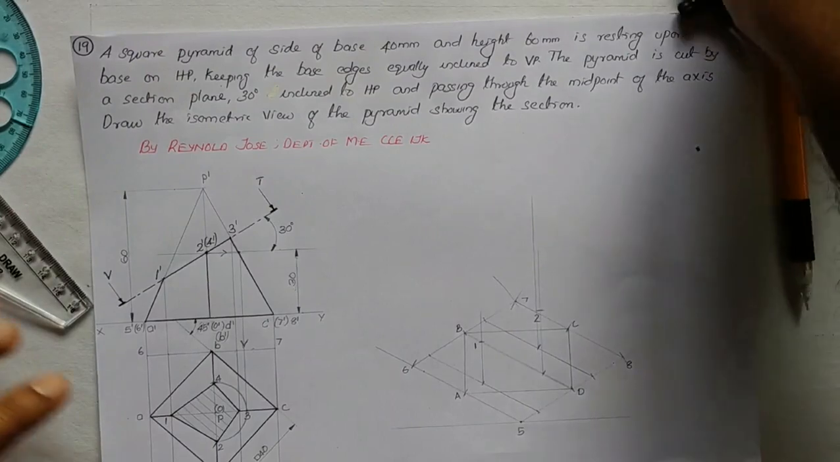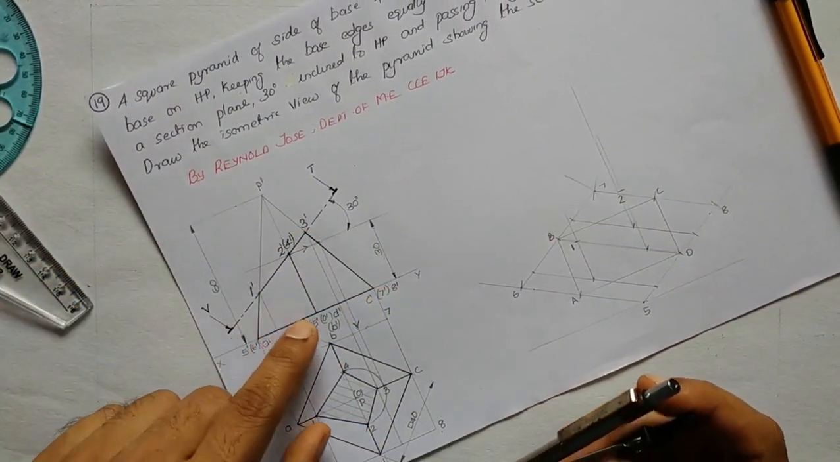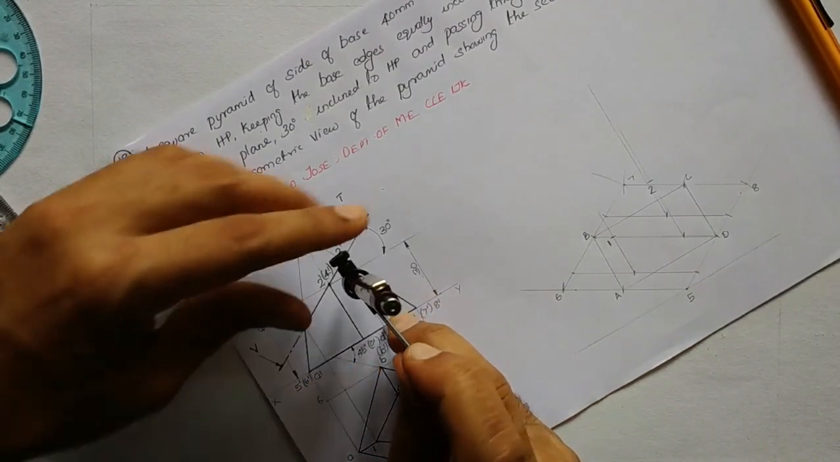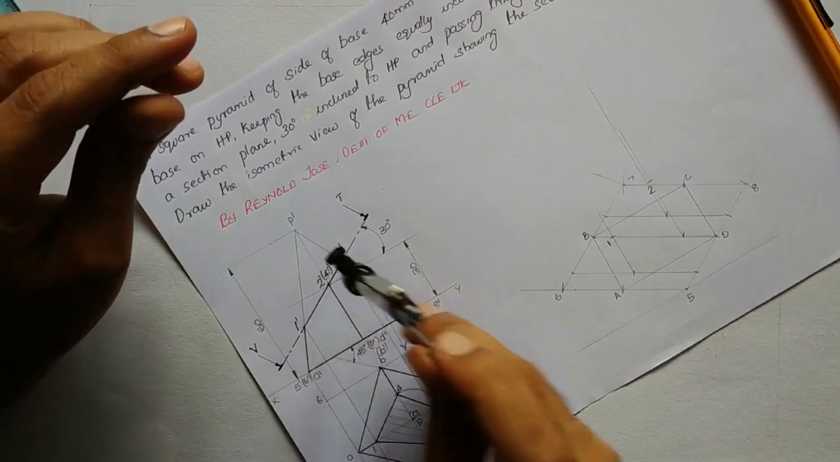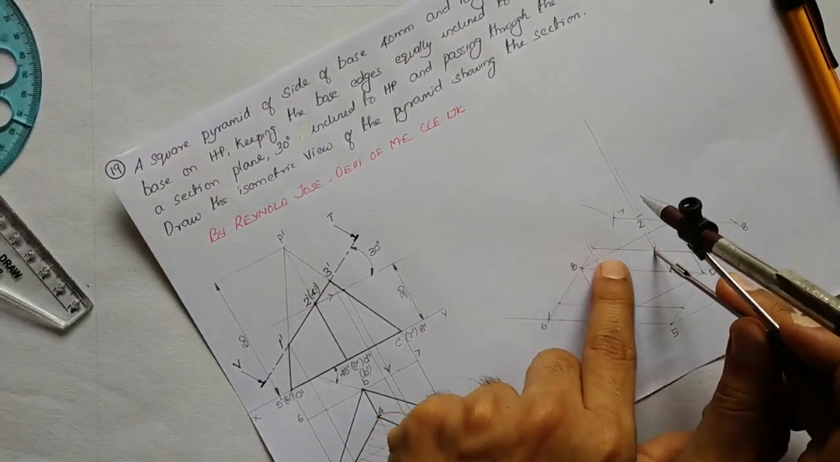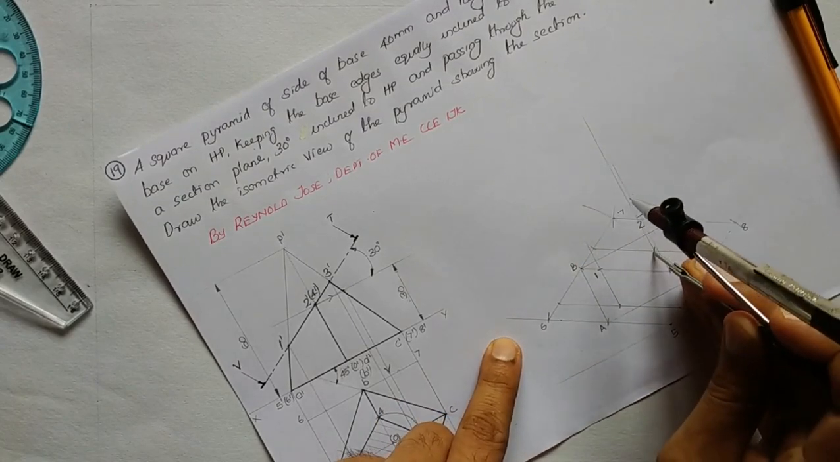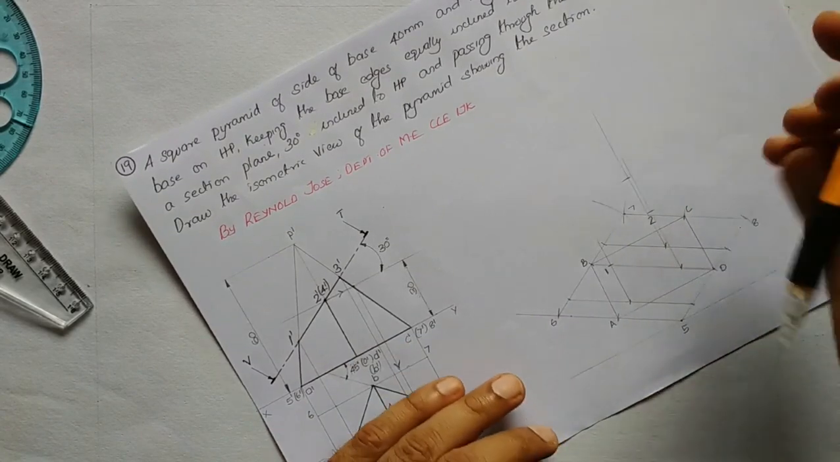Then 3 dash with respect to the base. Let us take this vertical height in compass, 3 dash with respect to the base. And from this point, along this line, we shall take a vertical height. So this meeting point will be point 3.